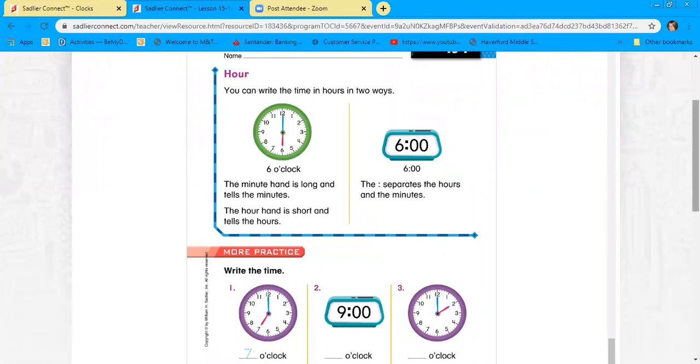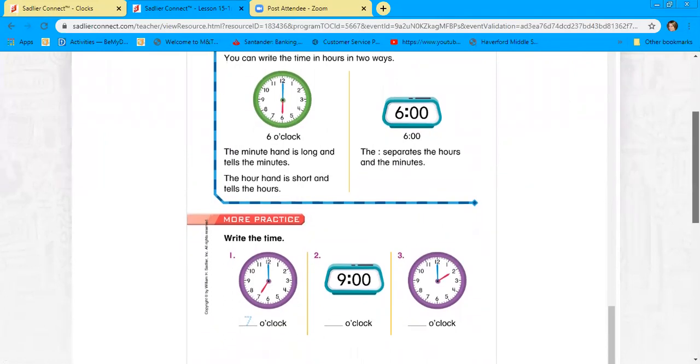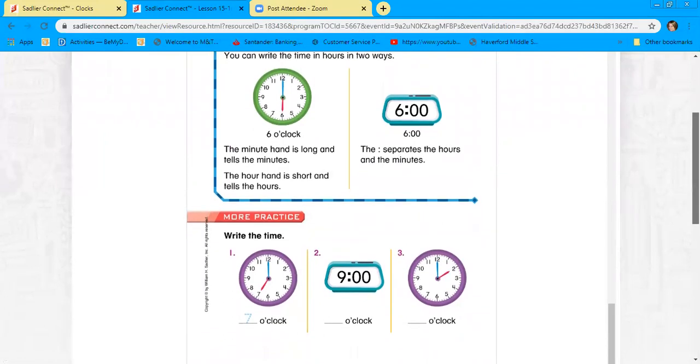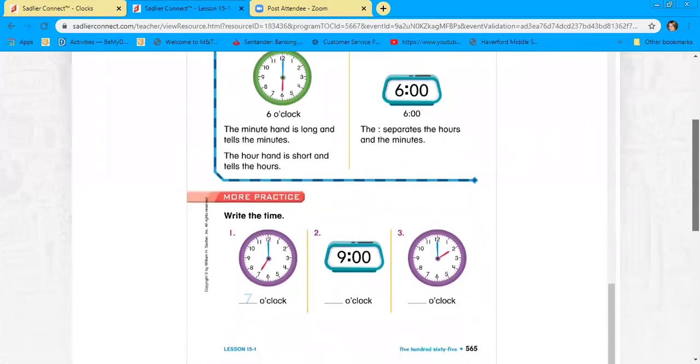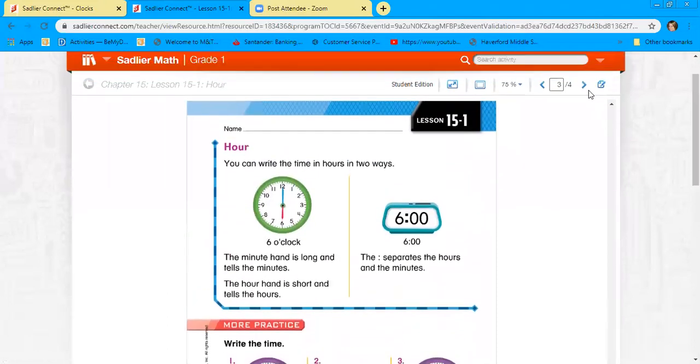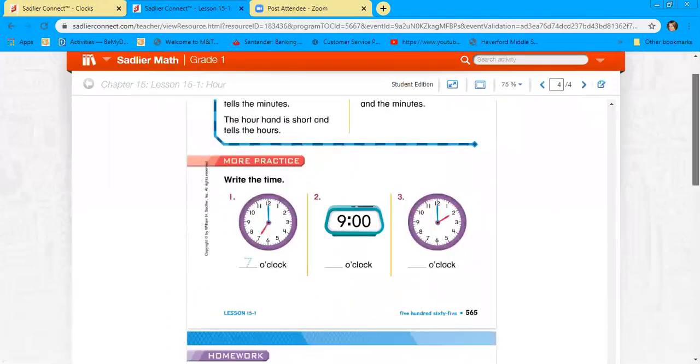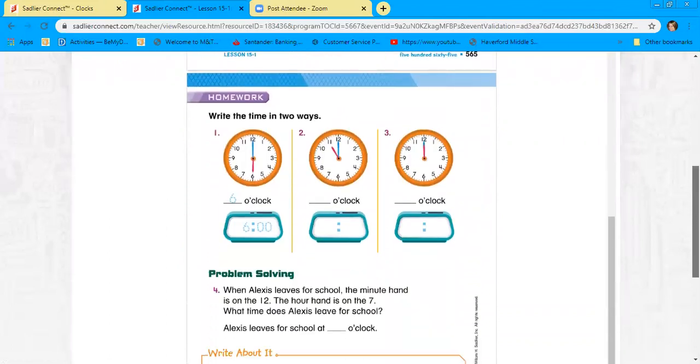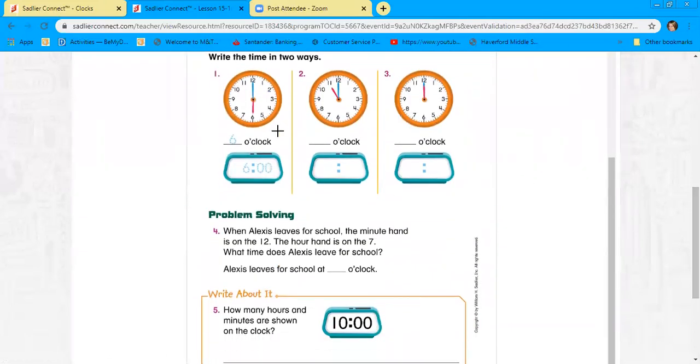So I want you to go ahead on your own, and I want you to answer numbers 1, 2, and 3 at the analog and the digital clocks, and then turn right to the next page, and you're going to do page 566. Here, you're going to be given times, and I want you to write them 2 different ways. I want you to write it o'clock using the analog clock, and I want you to fill in the digital time, and then answer number 4 and 5.